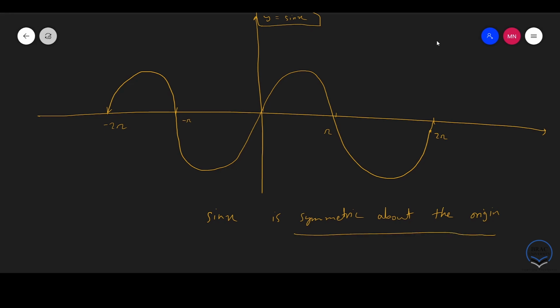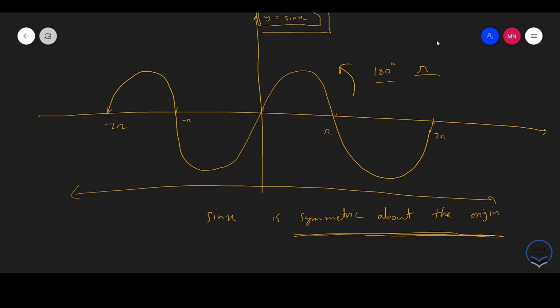Well, if I consider this graph and I rotate this graph about the origin by 180 degrees or pi, then after rotation, the resulting graph will be exactly the same as the graph of sine of x. Right, so if I rotate this graph about the origin by pi or 180 degrees, I will get exactly this graph back. And if that is the case, then the graph is symmetric about the origin.